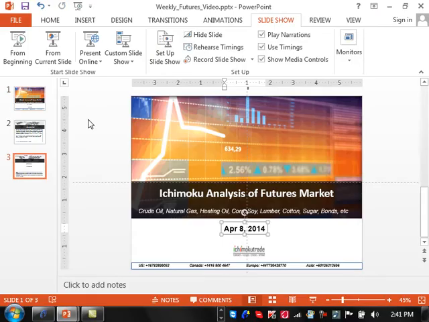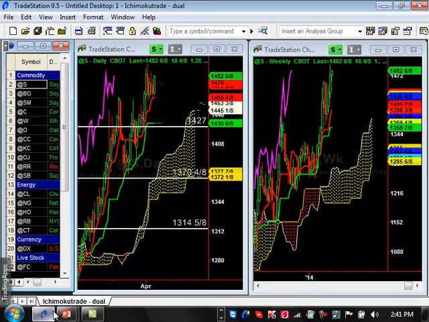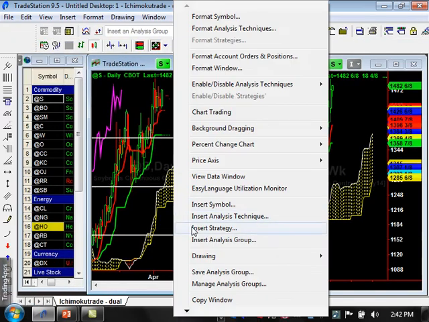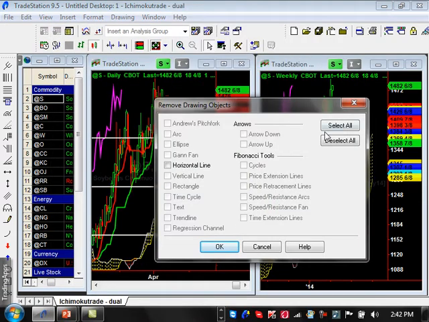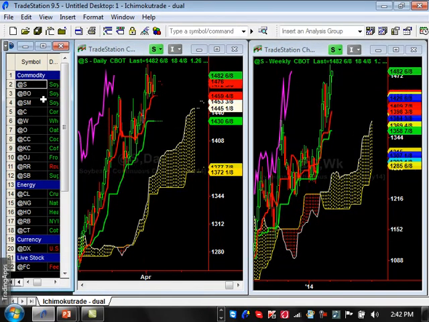Okay, so let's go straight to the charts. Let's pull up TradeStation here. Remember, on the left-hand side is basically the daily time frame. On the right-hand side is basically the weekly time frame. So let me remove all these drawing objects here and start fresh. Okay, so the first thing we're going to do is go for the commodity futures. So we're going to go for soybeans.